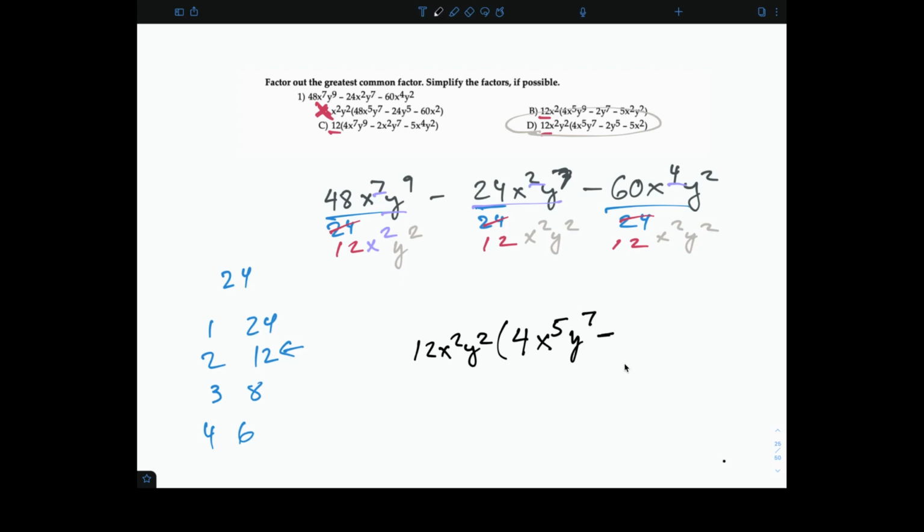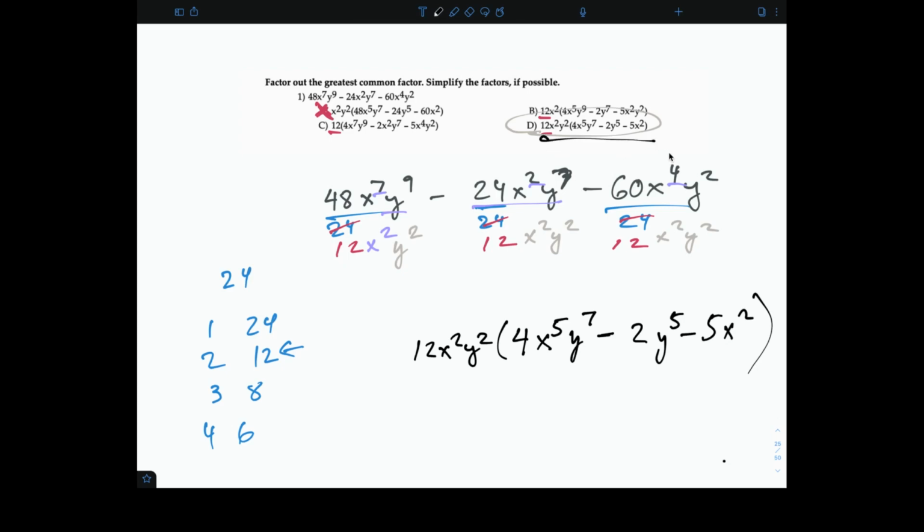That is matching up with the answer choice, so I know I'm on the right track. 24 divided by 12 is 2. x squared divided by x squared goes away. y to the 7th divided by y squared is y to the 5th. 6 divided by 12 is 1/2. x to the 4th divided by x squared is x squared. And y squared cancels out. So does that match up to D?